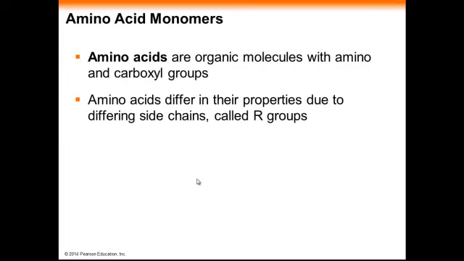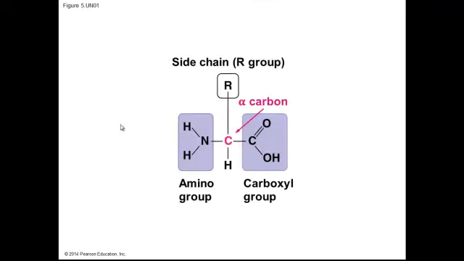As we mentioned earlier, the amino acids are the monomers of polypeptides or proteins. They all have the same basic structure, which includes an amino and a carboxyl group. But how they differ in their properties is due to the differing side chains, which are called R groups.